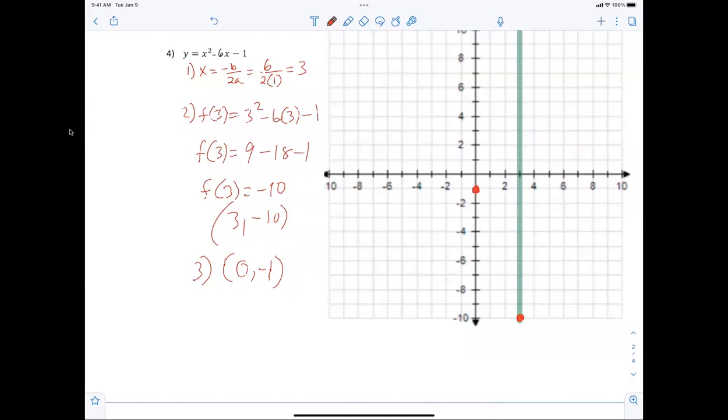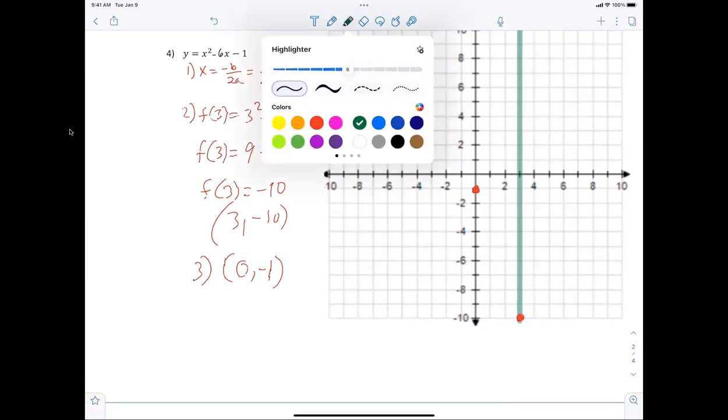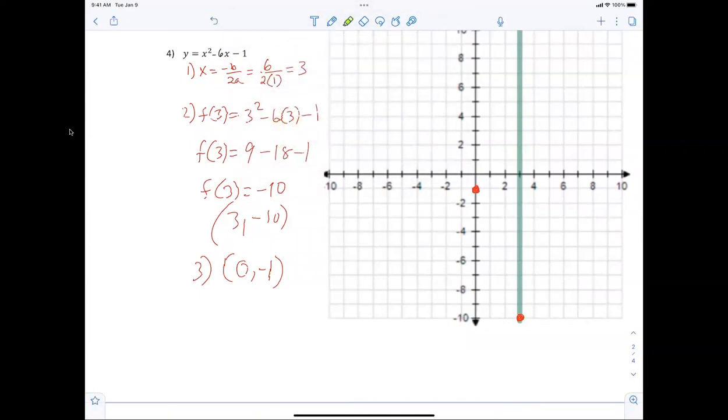How far am I from the axis of symmetry? Help me, guys. For some reason, kids messed this up last year. How many units? 3. So I do another dot, exactly 3 units on the other side. 1, 2, 3. There's the other dot. And now with those 3 dots, can I draw my parabola? Yes. Here we go, guys.